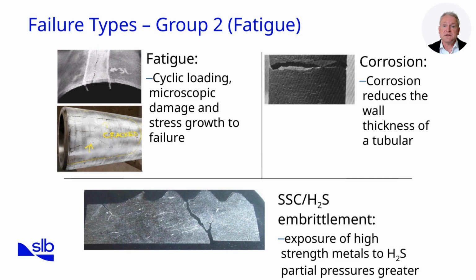and vigilant operational practices. Other forms of fatigue are caused by corrosion, which reduces the wall thickness, altering the material properties of the steel. The third type of fatigue is H2S embrittlement, where steel exposed to H2S, which can be common in certain reservoirs, becomes more brittle due to the attack on the steel.